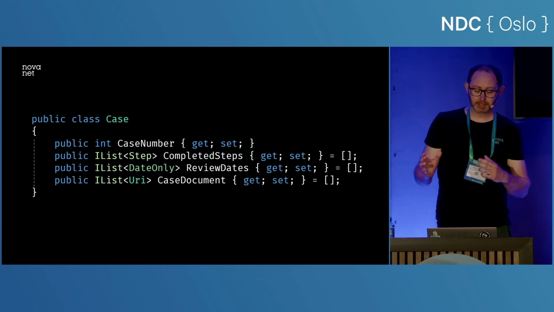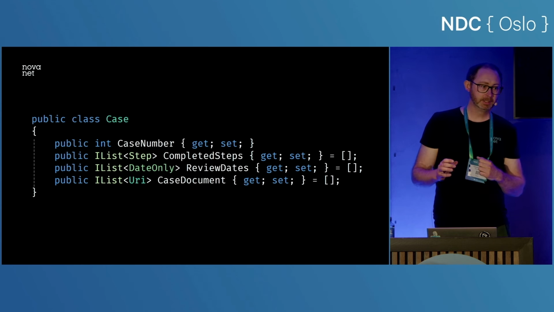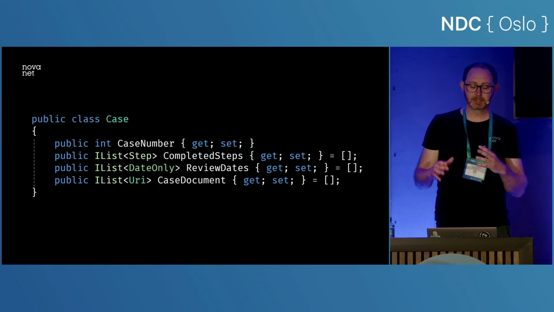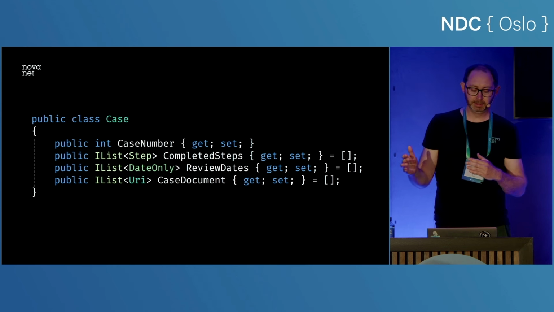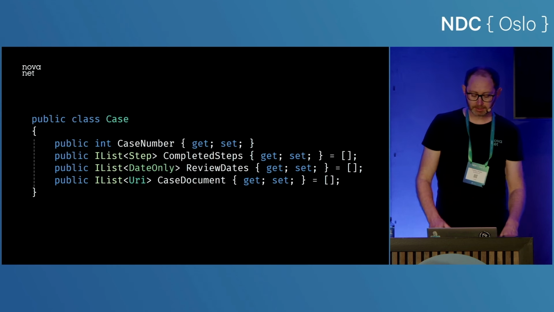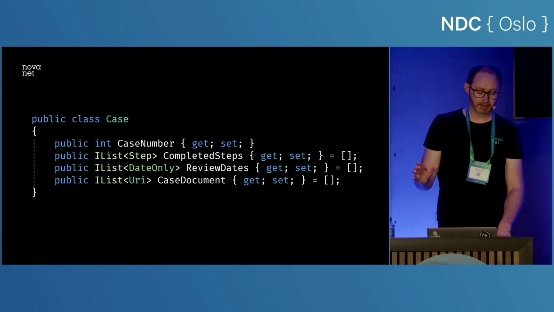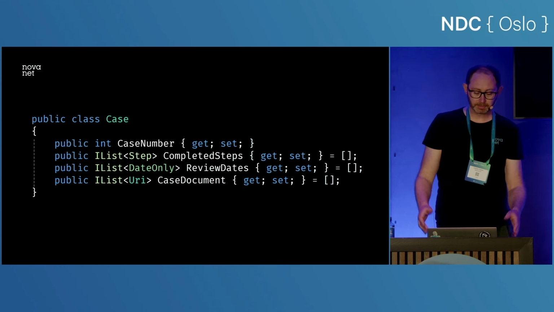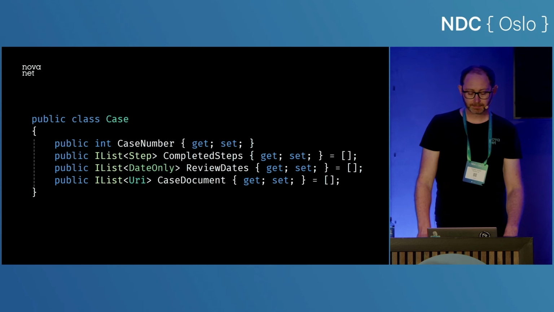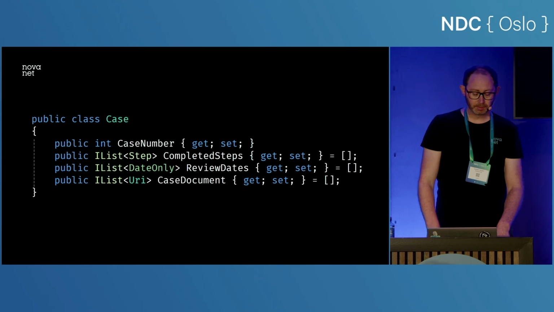For instance, I have a collection of completed steps, because a case needs to go through different steps and not in a specific order. So I need to show in the UI which steps have been completed. So for that purpose, it's really nice to just create a primitive collection. And here I use an enum, which also will work because it's basically an int. And I don't need to do any joins or whatnot to retrieve these steps.